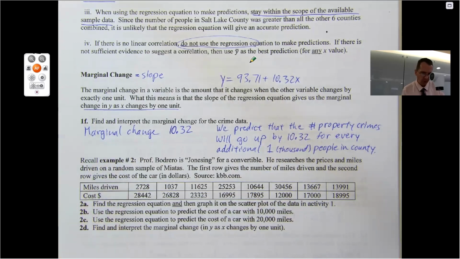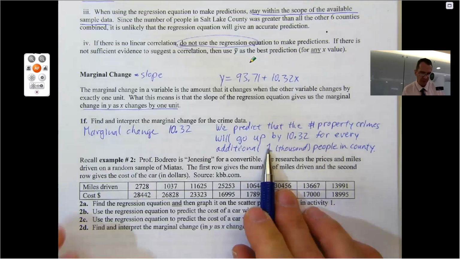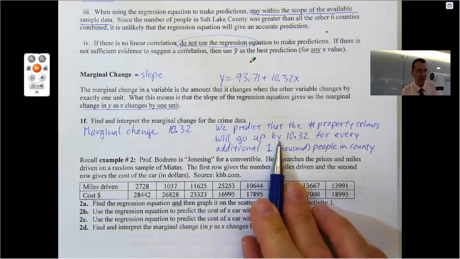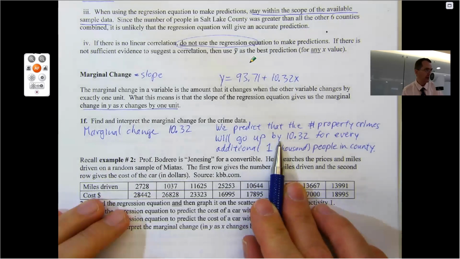So if one county has 1,000 more people than another county, we would expect that the first county, the slightly larger county, will have about 10 more property crimes. Does that make sense? Good.